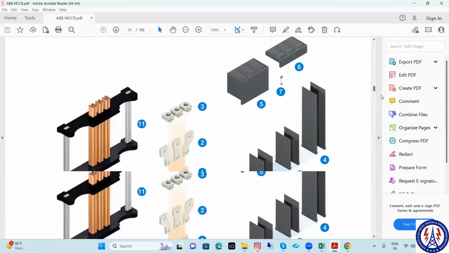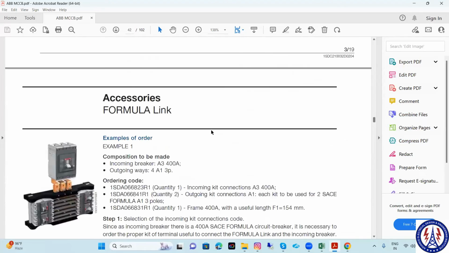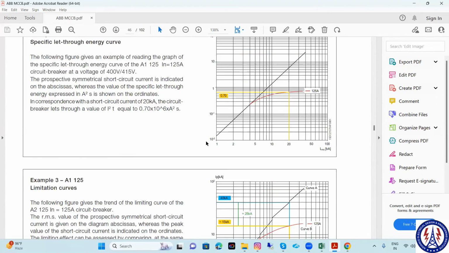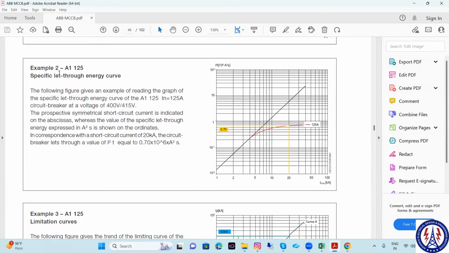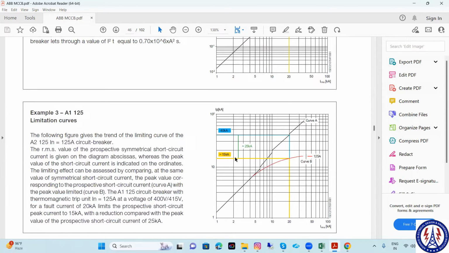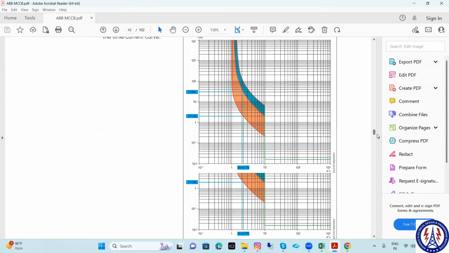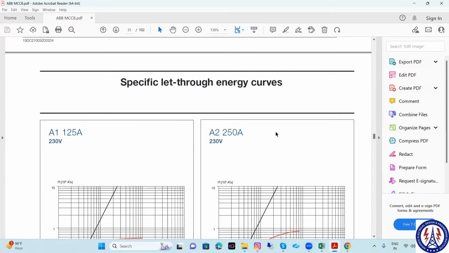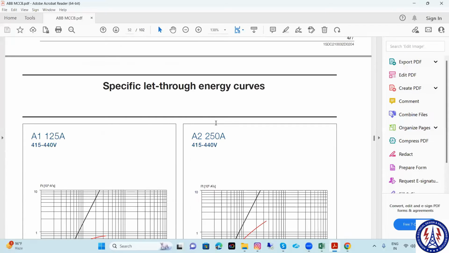How much current will flow in the system when the fault occurs? There is a let through energy curve provided by the vendor. This is the let through energy curve. My current requirement is 125. This is the curve between the fault level and the energy. This is 25 kilo ampere. This is the current, this is for the single phase, and this is for the three phase.